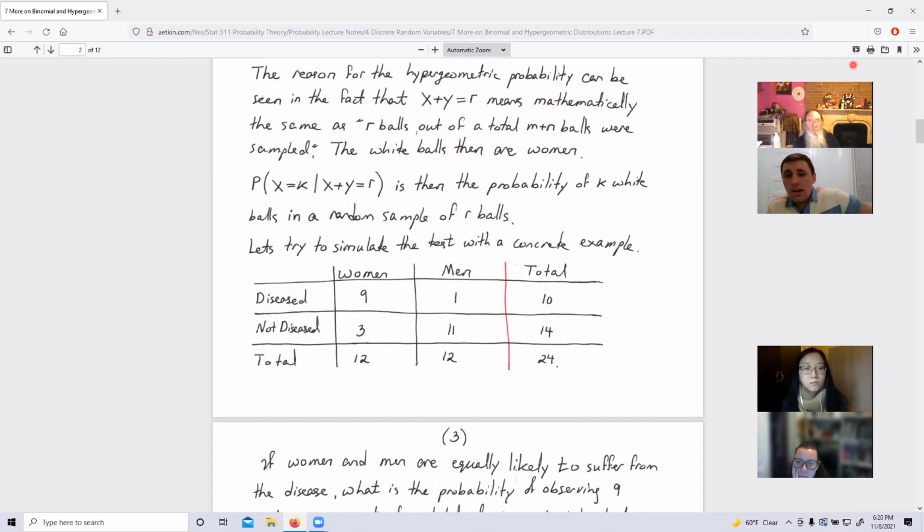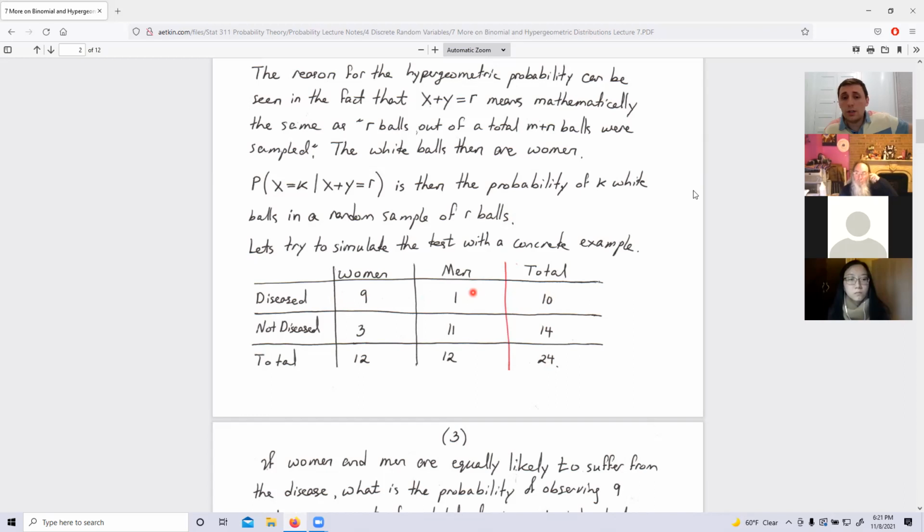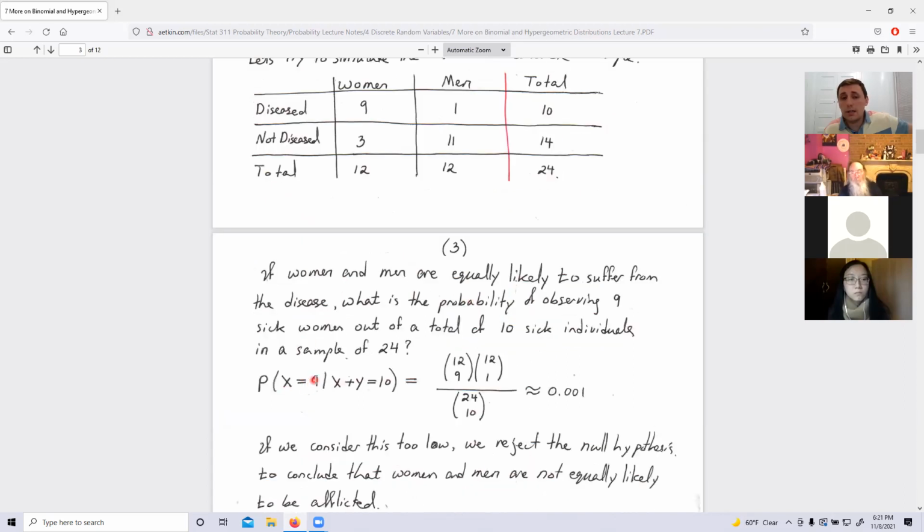Now, what is the likelihood of seeing that? Given that I have 10 sick people, if men and women are equally likely to catch it, what's the probability that I have this type of distribution? I began with 24 people, 10 of them were sick. So what do we calculate? We calculate the probability that X equals 9, given that the total X plus Y, the total people that got sick, is 10.